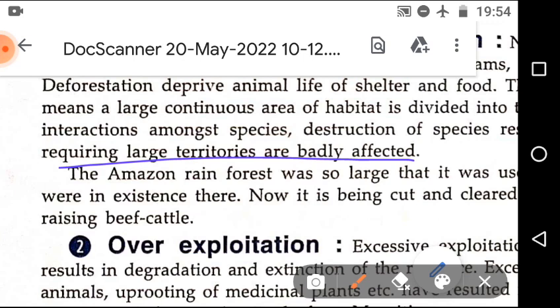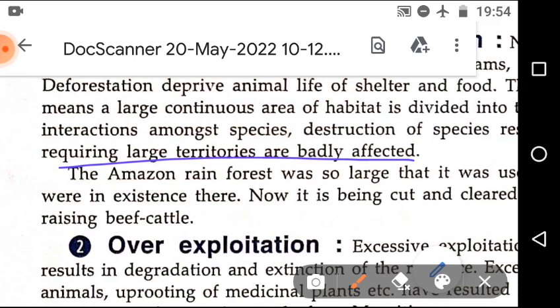Same thing is occurring, truly speaking, in the Amazon rainforest. The Amazon rainforest is now being deforested. Deforestation is going on due to one bad cause. The Trans Amazon Highway has been set up in Brazil.